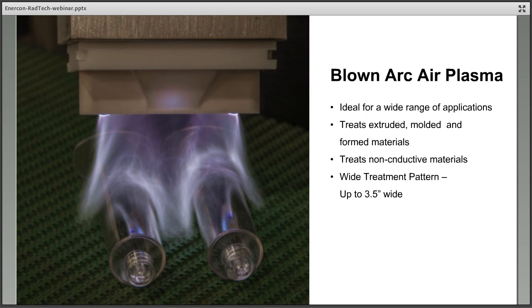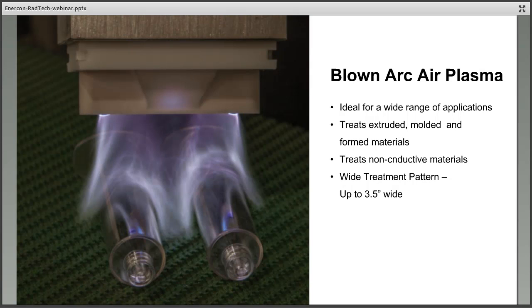I'll go in a little bit more detail on each of these. The blown arc air plasma system, some of you might look at this and say, oh, that's a corona system, which is another term for it. It's a great system. It's a very tried and true technology. You can't see it from this picture, but there's actually two little electrodes in it, and there's an alternating current bouncing between the two. And what we're using is compressed air to push through those two electrodes to create what we call an arc. You'll see that the treatment pattern's a little wider with it.